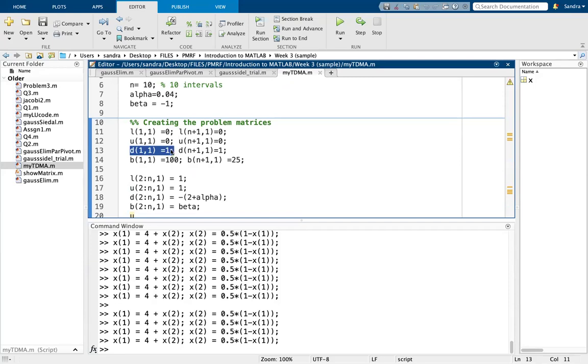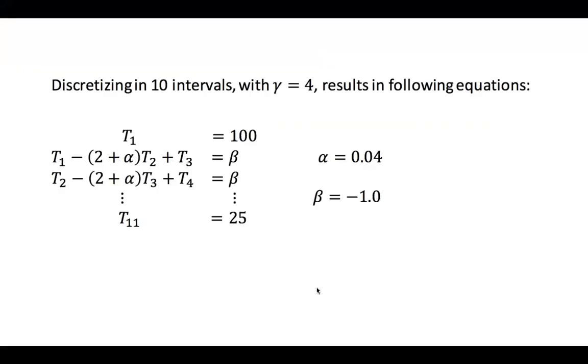D11 is the coefficient of T1. The coefficient of T1 was 1. And what is B11? B11 is the first constant that you have. B11 is this 100. So you can see B11 is 100 and the last B is 100. The rest in the middle, the B values, are beta. Your B matrix looks like this: 100, beta, beta, beta, and so on, up to 25.